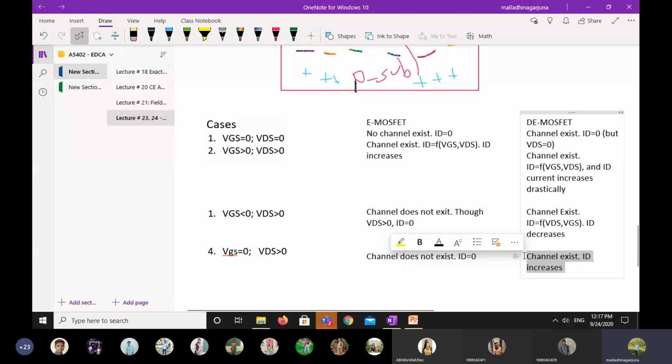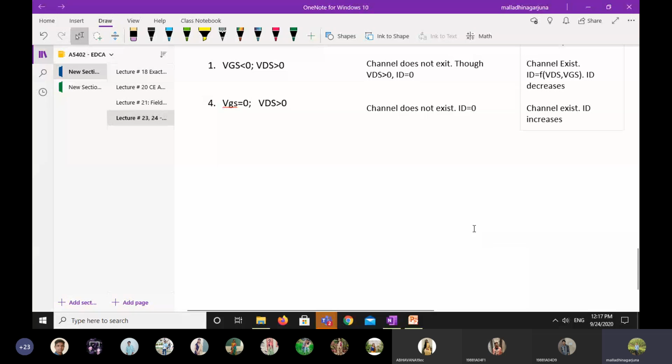Did you understand this? Okay. So I will draw the characteristics by taking this condition. Now just listen. This is the transfer characteristics. This is ID, and this is 0. This is plus VGS. This is minus VGS.